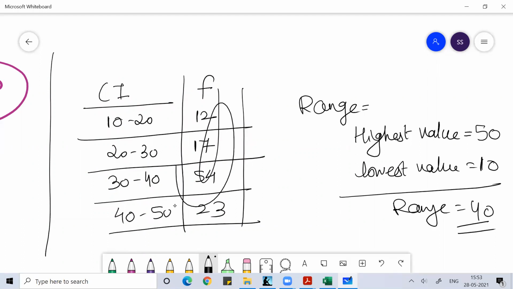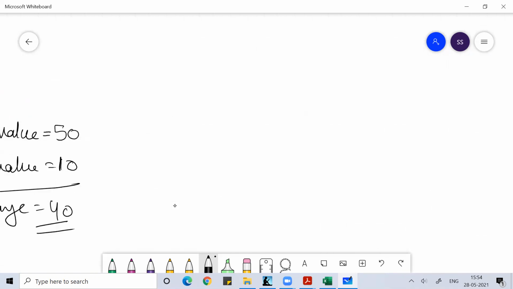Here frequency doesn't matter at all. I hope you're understanding. You have 12 numbers between 10 to 20, you have 17 numbers between 20 to 30. So here it doesn't matter how many times a number repeats. What matters to me is which number is the highest and which number is the lowest. That's it. So you know about range, and you know about coefficient of range.